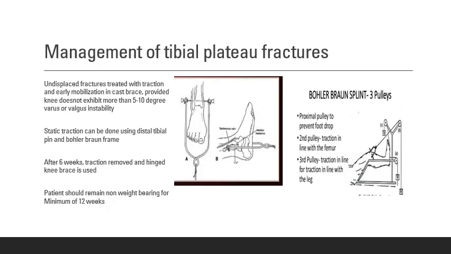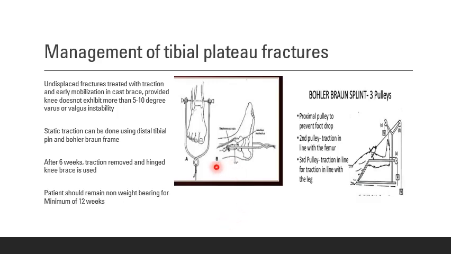Management of tibial plateau fractures. For undisplaced fracture, treatment can be done using traction and early mobilization in a cast brace, provided the knee does not exhibit more than 5 to 10 degrees of varus or valgus instability. Static traction can be done using a distal tibial pin and Böhler Braun frame. After 6 weeks, traction can be removed and a hinged knee brace is used. The patient should remain non-weight bearing for a minimum of 12 weeks.